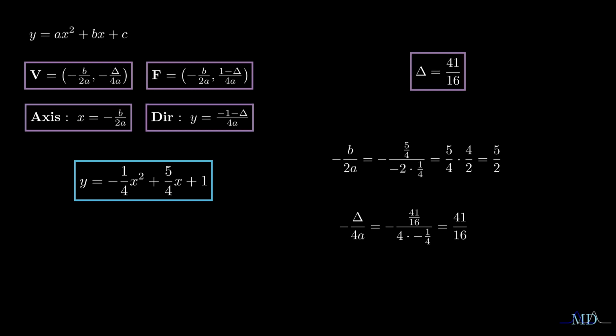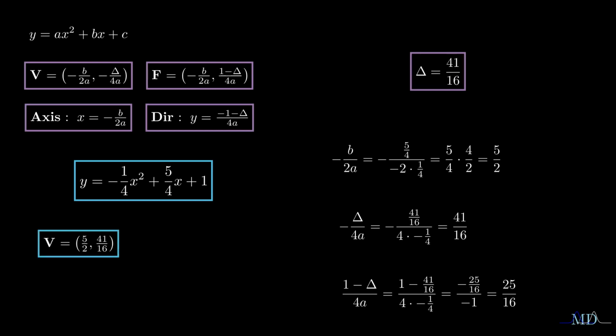The ratio minus delta over 4 times a is equal to 41/16. Then we find that 1 minus delta over 4 times a is worth 25/16. At this point we can write the coordinates of vertex, 5/2 and 41/16, and focus, 5/2 and 25/16. The equation of the axis is x equals 5/2.